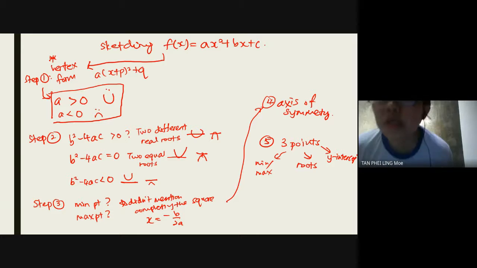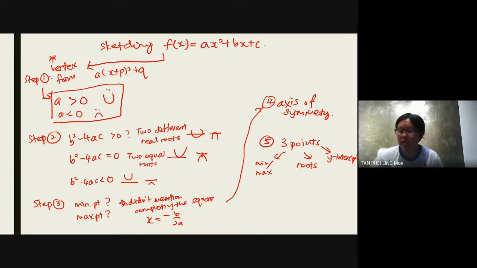Then step 4 will be label the axis of symmetry, and then make sure that step 5, you have 3 points. That is the minimum, maximum point, the roots, and the y-intercept. If let's say you got no roots, then it's fine. You just have to find one more point.